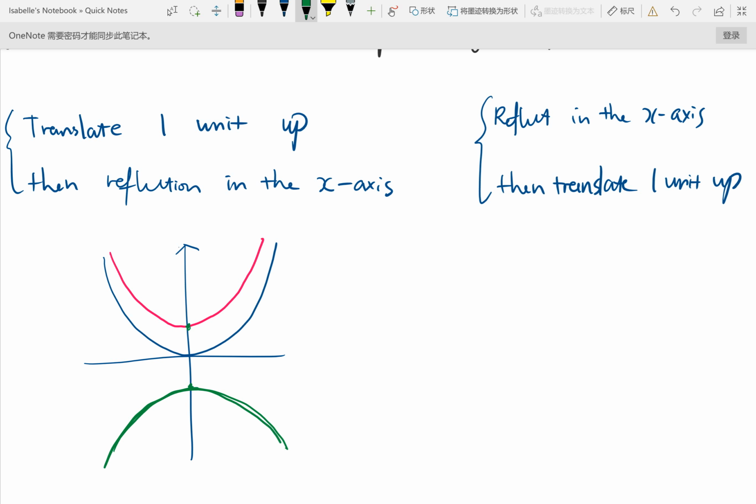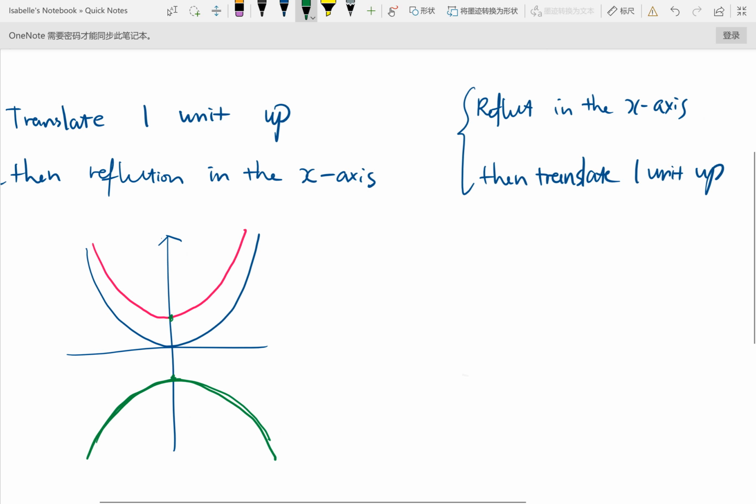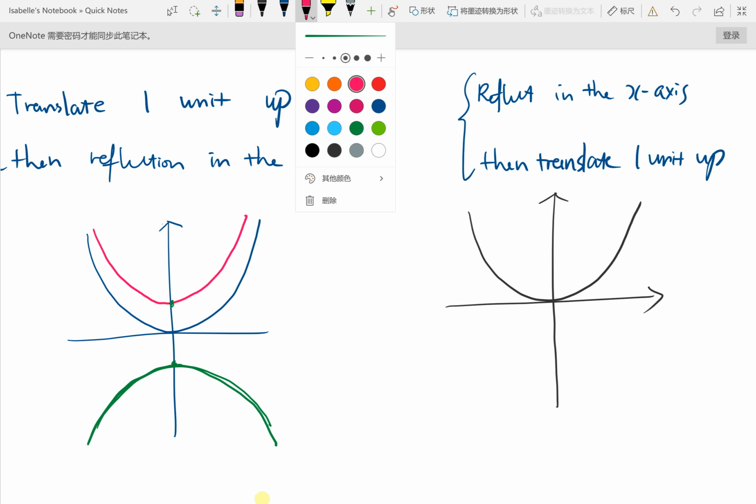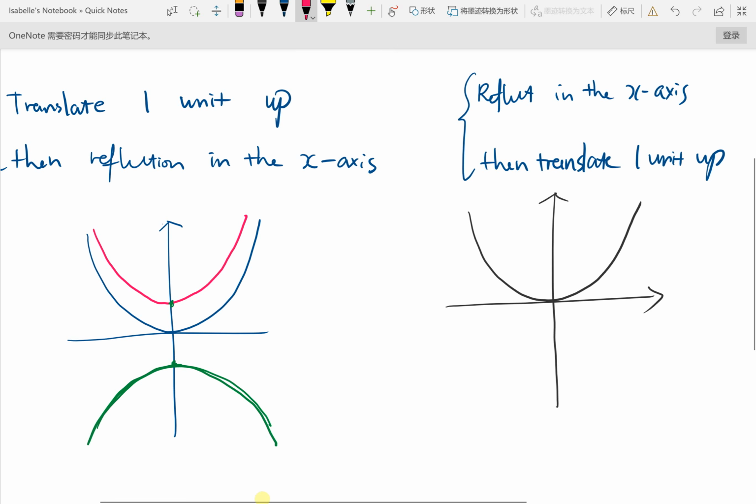Can you see that's my final graph? This green one is my final graph: move up and then reflect, that's my final graph. But if we think about this one, okay, that's my start graph, y equals x squared. And if I reflect in the x-axis, that's this graph here, right? And then I move up by 1 unit. Move up by 1 unit, yes?